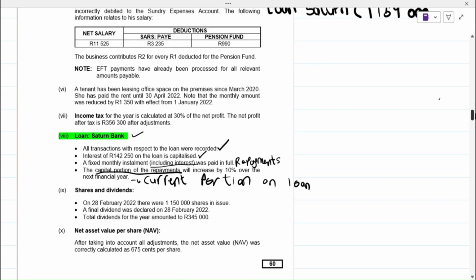So let us look for the current portion on loan. Information regarding the current portion on loan is given here at the end. Let me read it again. They say the capital portion of the repayments will increase by 10% over the next financial year. So a way that we calculate the current portion on loan is you take the repayments that you have made throughout the year and then subtract your interest capitalized.